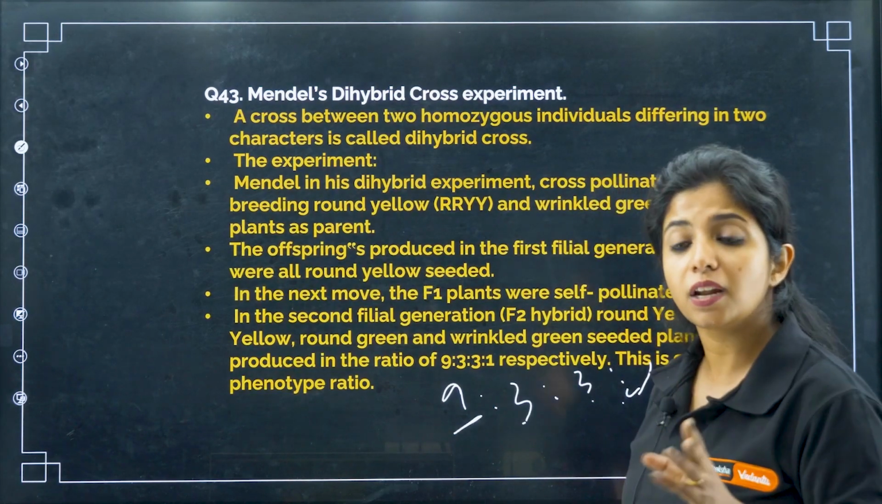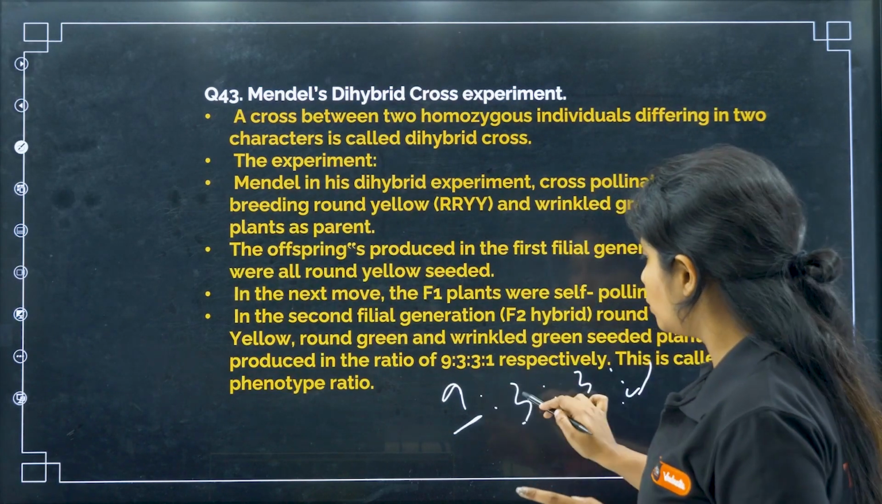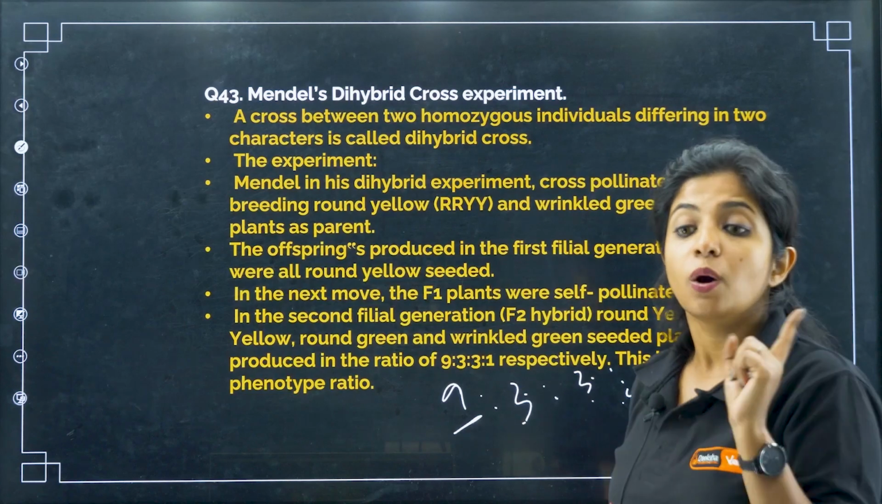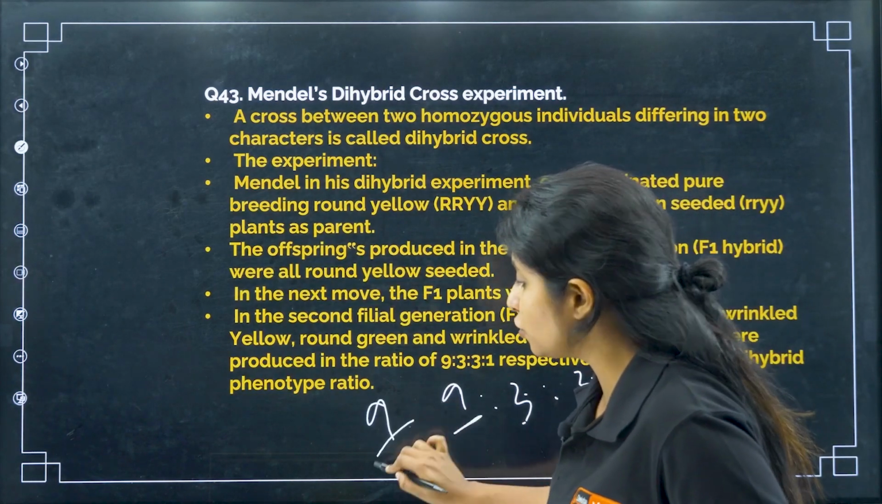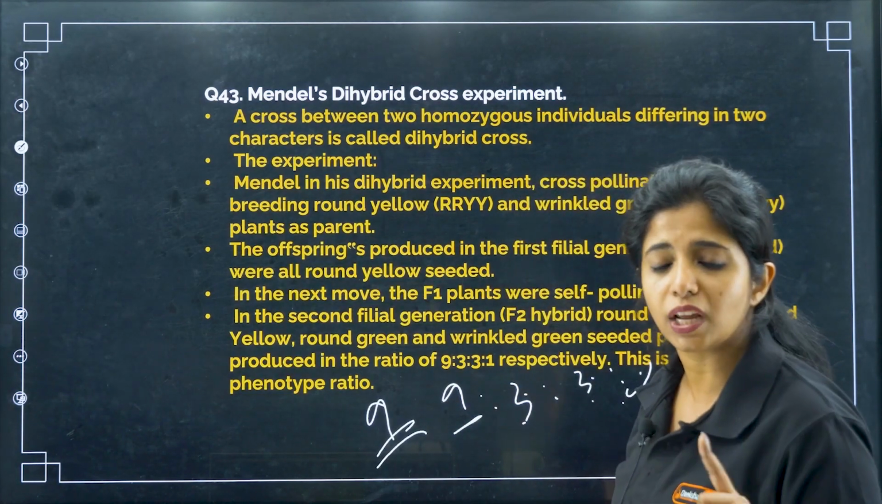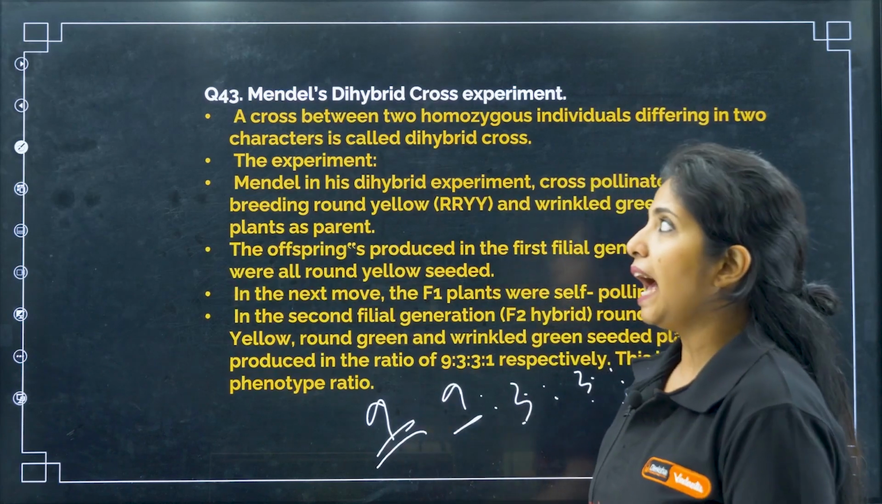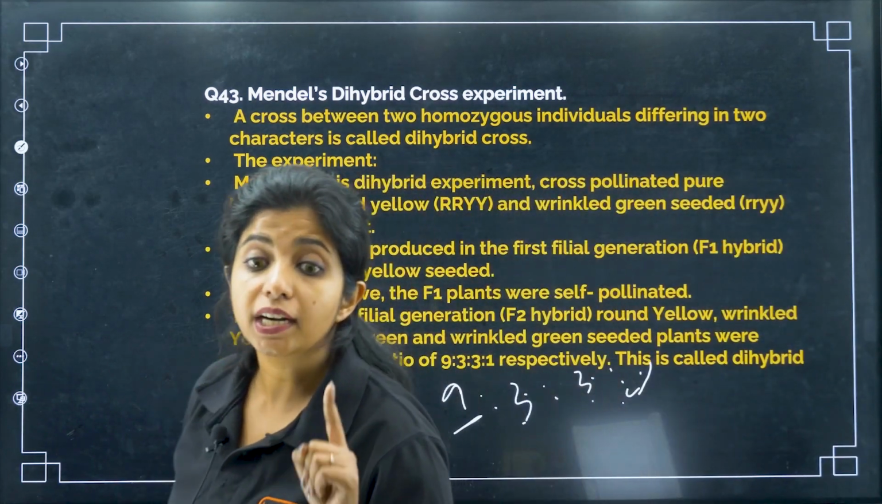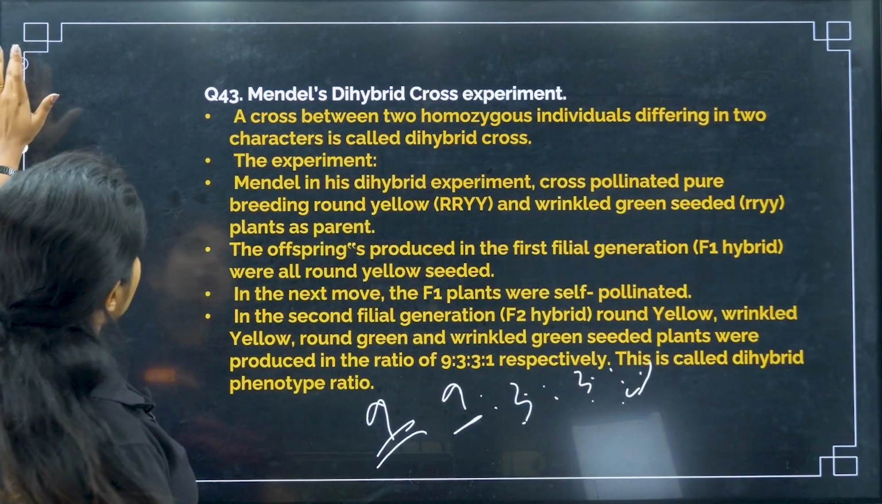Okay, what is the number of phenotypes over here? If you are asked, 1, 2, 3, 4 phenotypes you can observe. What are the number of genotypes over here? 9 genotypes will be observed. 9 different type of genotypes will be seen over here. Okay, and which law does it show? Law of independent assortment.